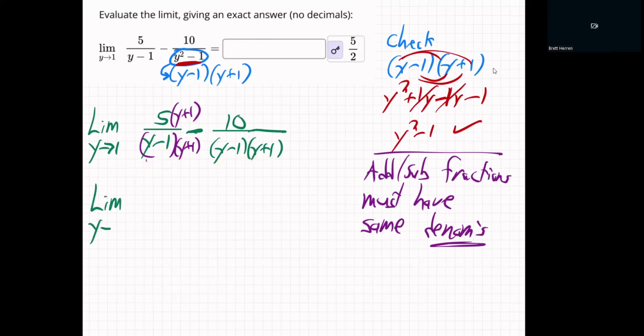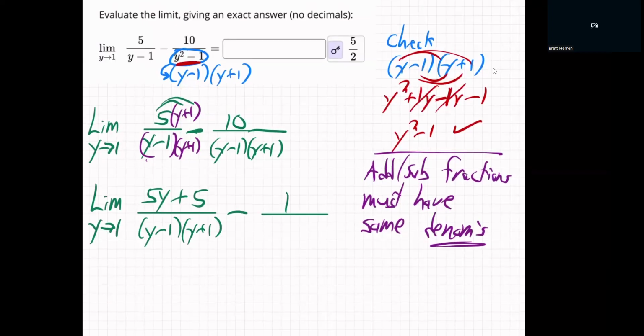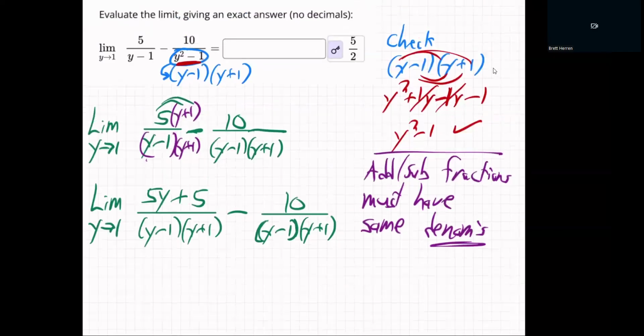So this is the limit as y goes to 1 of, distribute, 5y plus 5, and then the minus 10. I'll keep it separate for you if it helps. Over y minus 1, y plus 1, subtract the other fraction, 10 over y minus 1, y plus 1. So now I just distributed that 5. You might wonder why I didn't distribute the bottom. Well, I don't want to. I'm going to leave the common denominator because these are the same. So now I can combine them into one big fraction.